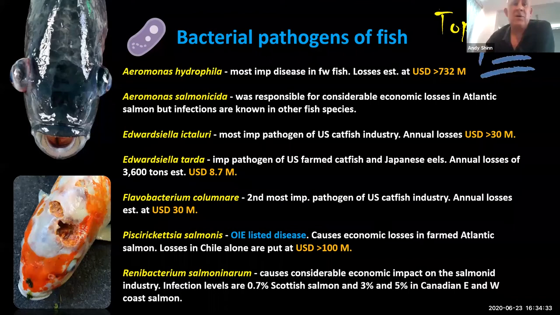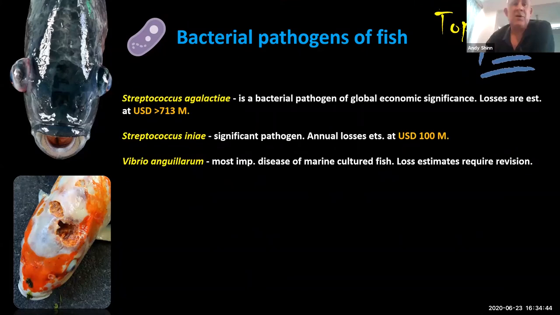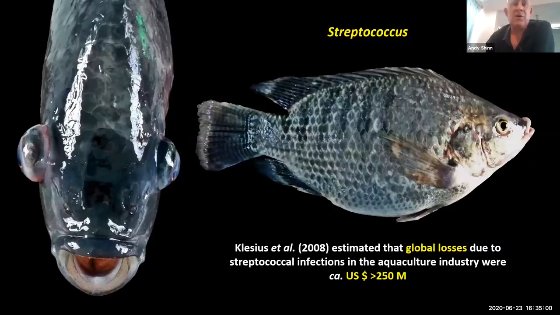The picture at the top left of this slide shows a nice fish infected with Streptococcus. Again, we can see Streptococcus is very commonly encountered in the warm season when temperatures go over 30 degrees. And again, losses due to Streptococcus are probably well over 700 million each year. So just focusing very quickly on Streptococcus, about 10 years ago, there was an estimate suggesting that losses were in the region of around 250 million US dollars every year.